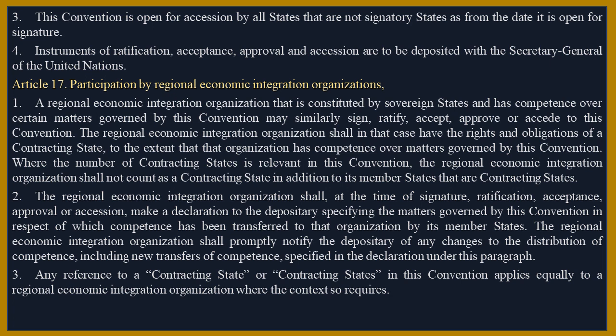2. The Regional Economic Integration Organization shall, at the time of signature, ratification, acceptance, approval or accession, make a declaration to the depository specifying the matters governed by this convention in respect of which competence has been transferred to that organization by its member states. The Regional Economic Integration Organization shall promptly notify the depository of any changes to the distribution of competence, including new transfers of competence, specified in the declaration under this paragraph. 3. Any reference to a contracting state or contracting states in this convention applies equally to a regional economic integration organization where the context so requires.